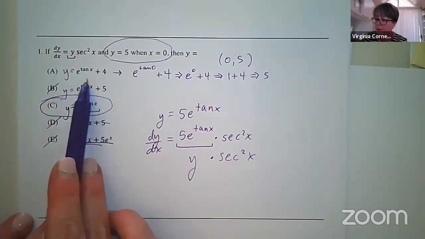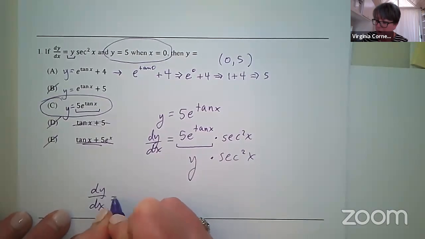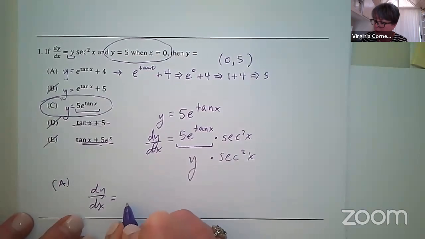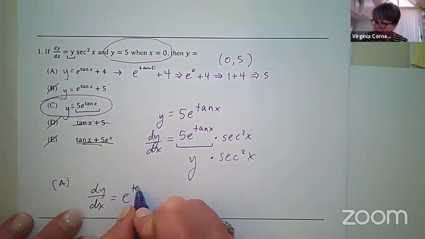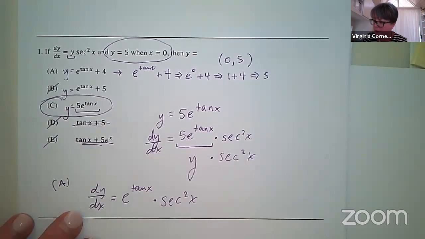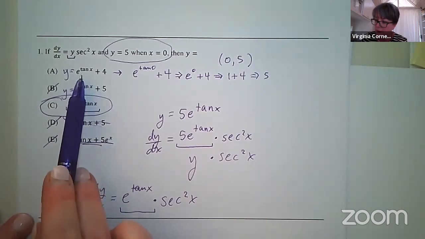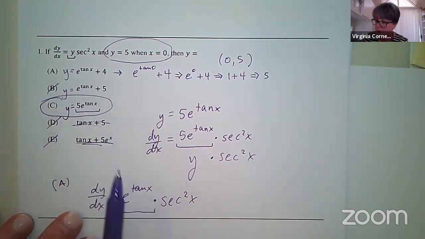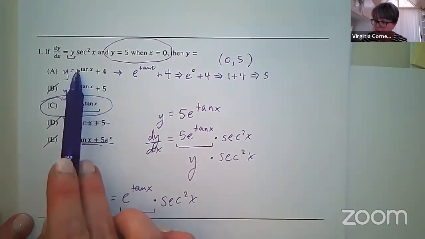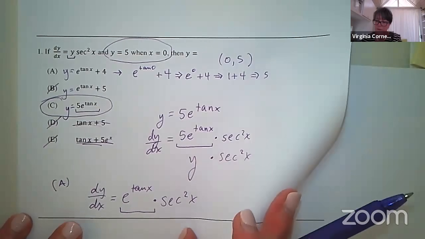A is not going to work because when you take the derivative of it, just for emphasis here, dy dx on A is going to end up being e to the tangent x, and then times secant squared x, the derivative of tangent x. E to the tangent x is not y. It's e to the tangent x plus 4 that is y, and so these are not equivalent in terms of the substitution that we would do. So this one's pretty close, but it's not correct. All right.